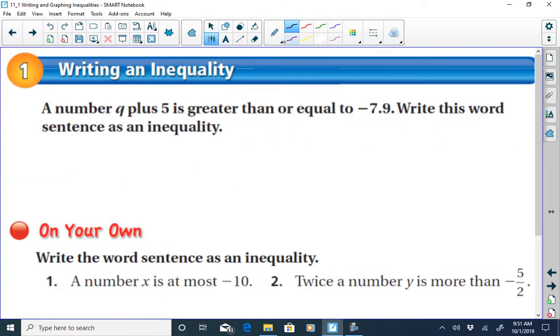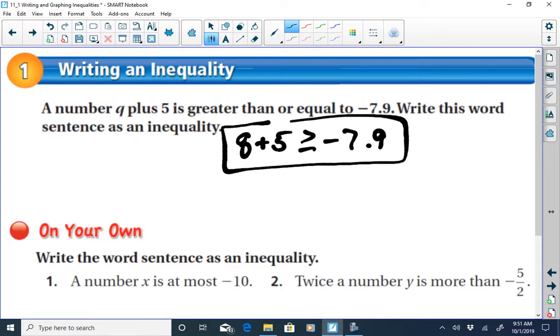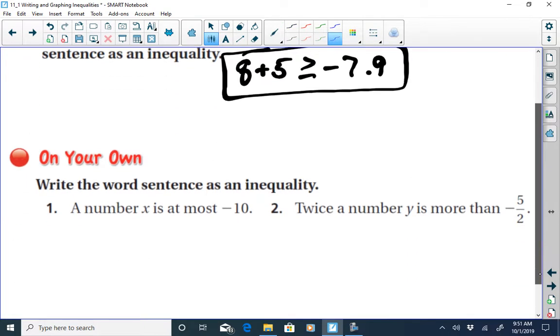Our first example, we're given the following situation. A number q plus 5 is greater than or equal to negative 7 and 9/10. Write this word sentence as an inequality. Well, I'm given the number q, and then I'm told to add 5. That, we are told, is greater than or equal to negative 7 and 9/10. That is how we would write that word phrase as an inequality. Try a couple more.